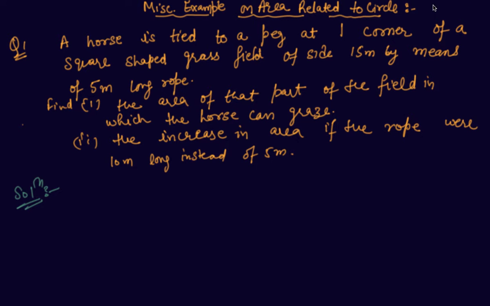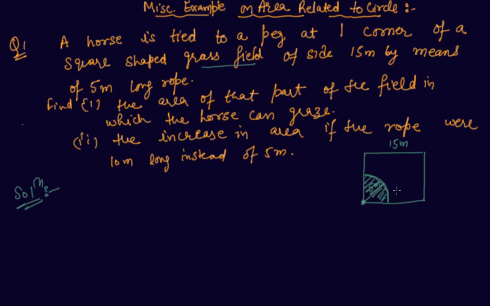So students, here is the question which states that a horse is tied to a peg at one corner of a square shaped grass field. So let me draw the diagram first. Okay, this is a square shaped grass field and the horse is tied at a peg at one corner, of side 15 meters. This is a side of 15 meter and the horse is tied with a rope length of 5 meter. So the area in which the horse can graze will be this.